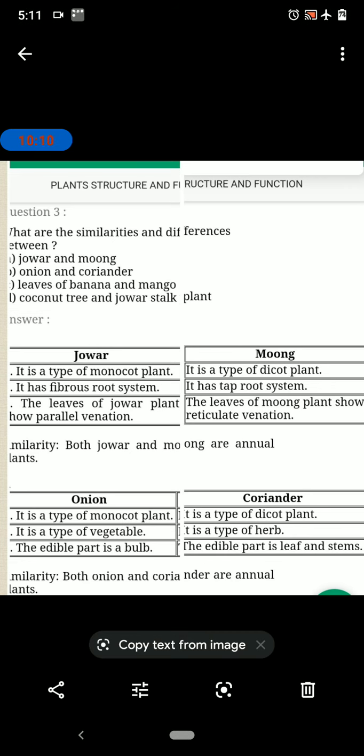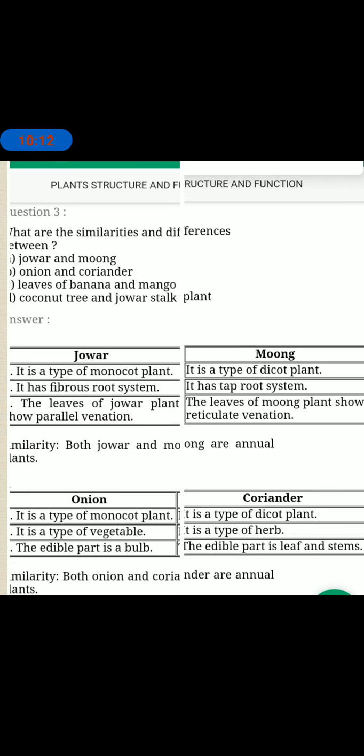Third point, leaves of a jawar plant have parallel venation. If we see the jawar plant, it contains parallel venation, that is, the lines or venation run from the leaf base to the leaf apex in parallel lines. In the case of moong, the leaves show reticulate venation, a net-like structure that we find in the moong leaf.